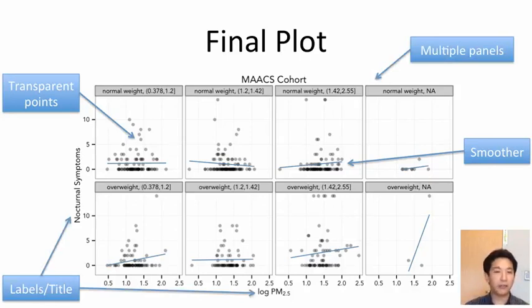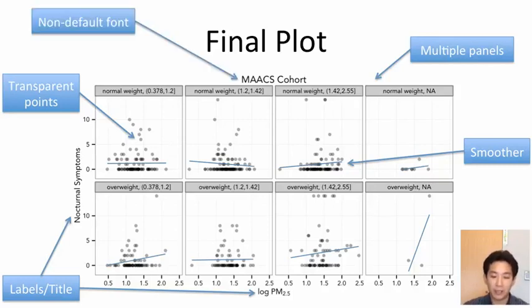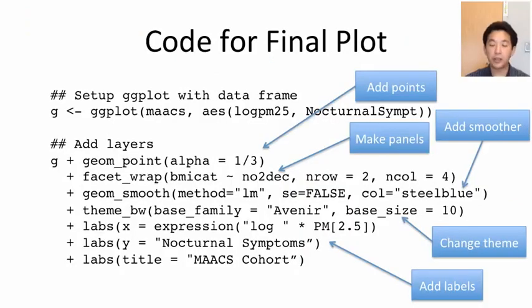I've changed the default labels and the titles, so I've added to reflect, be a little bit more descriptive. And then finally, I used a non-default font. So the default font is Helvetica, and I've changed the font here to be Avenir. And so there are a number of options that I've modified here. And so here's the code for doing it.